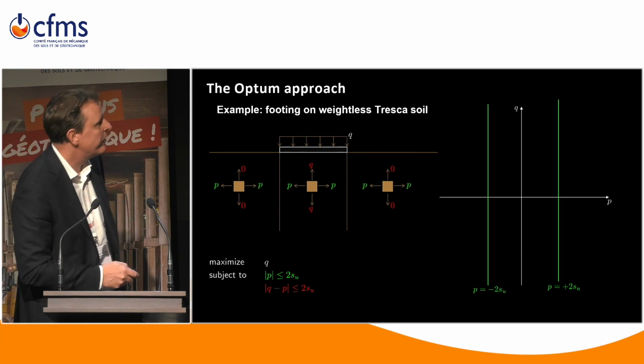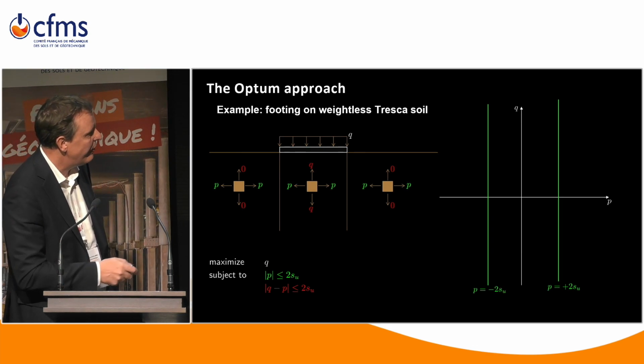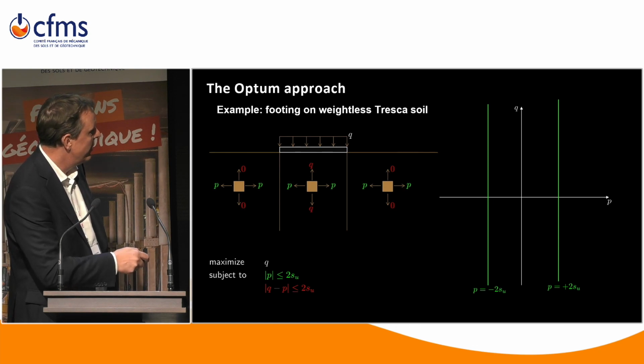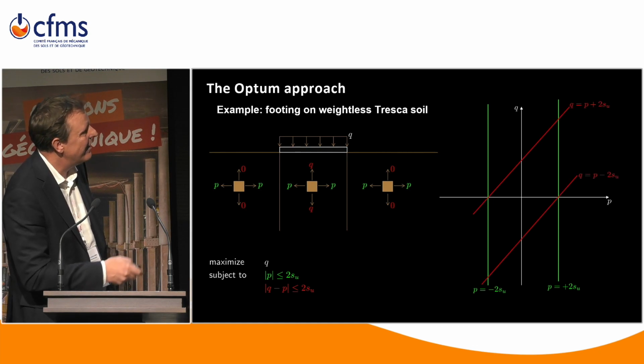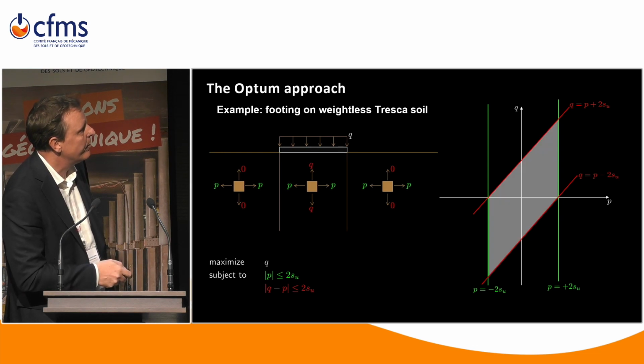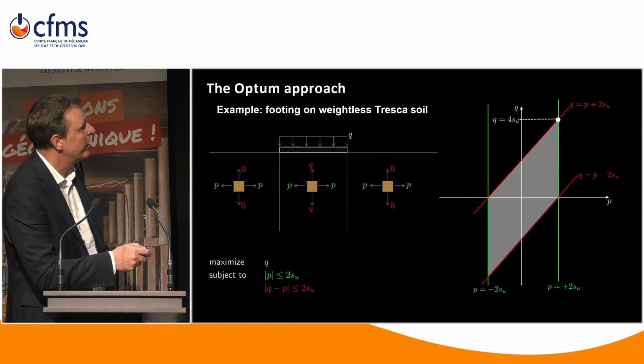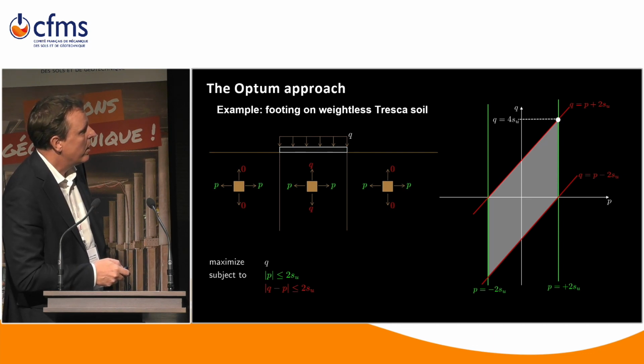And we can solve this, in this simple case, we can solve the problem graphically. So here are the first 2 constraints, P less than or equal to plus minus 2 SU, and the second set of constraints, they are here. And this area enclosed by the 4 constraints is what we in optimization would call the feasible solution space. Any solution within this space is admissible, is possible. But of course, we would like the highest possible one, which turns out in this case to be 4 times SU.